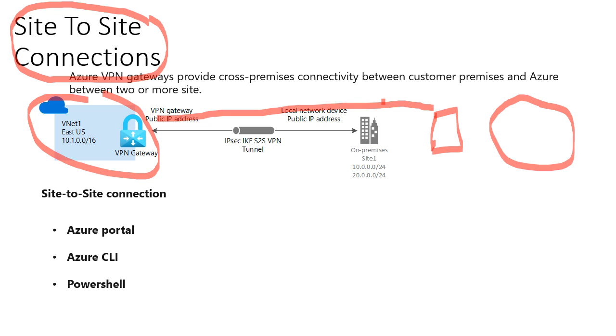How can you create these connections? You have these options: Azure Portal, Azure CLI, or PowerShell. You can use Terraform or ARM templates also while creating it from scratch, like creating the resource group, virtual network, VPN gateway, and then connections. So you have multiple options to create it.